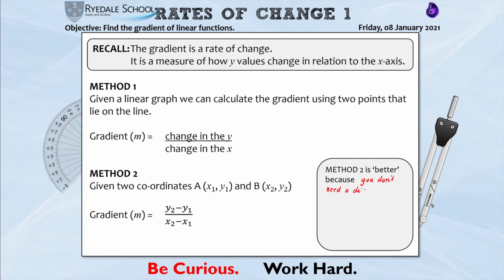And there was a second reason why method 2 was better. I don't know if you recall this, but when you use method 1, and you create the triangle and you work out the gradient, you then have to look back at your graph and decide, is it a positive gradient or is it a negative gradient? Well, method 2 does that for you. It gives you the answer either as a positive number or a negative number. So I'm just going to put another little extra part: it tells you if the gradient is positive or negative.